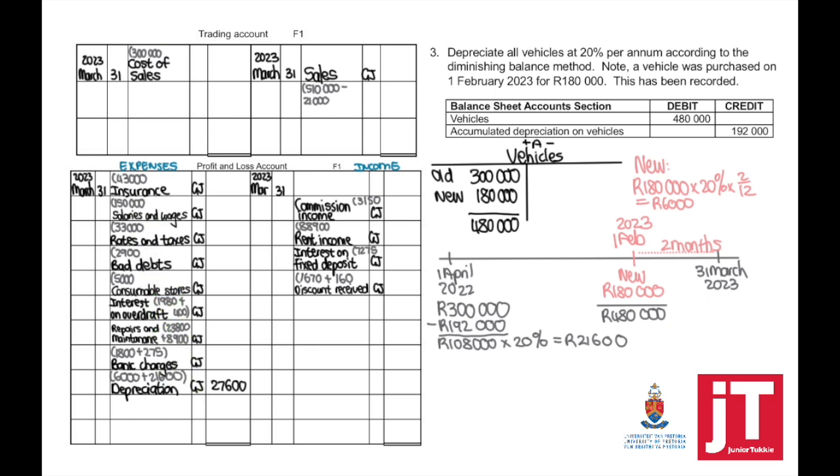A reminder, when we show our depreciation, the 2 accounts involved is depreciation, which is an expense, and accumulated depreciation on vehicles, which is a negative asset.